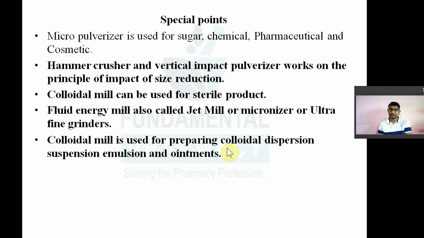Colloidal mill is used for preparation of colloidal dispersion, colloidal suspension, emulsion and ointments. So particularly triple roller mill जो होता है, roller mill भी उसका double roller mill होता है, एक triple roller mill होता है. Triple roller mill is used for the size reduction of ointment.